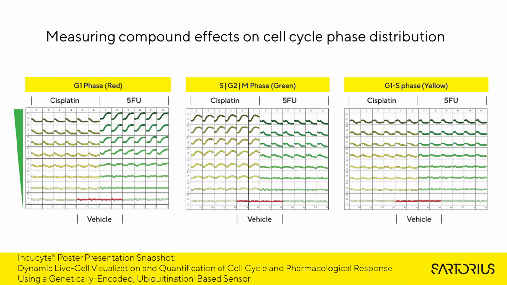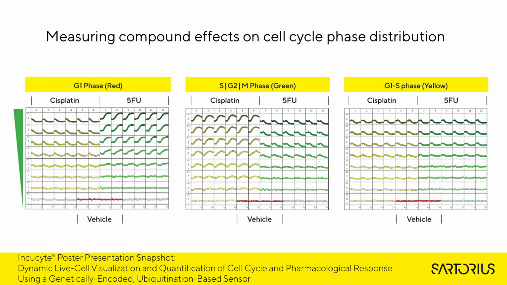Microplate plots were generated from images analyzed with cell-by-cell analysis software. The plate data shows the percentage of cells that are red, green, or yellow. For each plate, cells in columns 1 through 6 are treated with cisplatin, and cells in columns 7 through 12 are treated with the 5-FU compound.